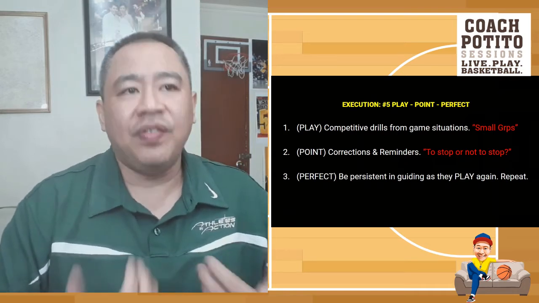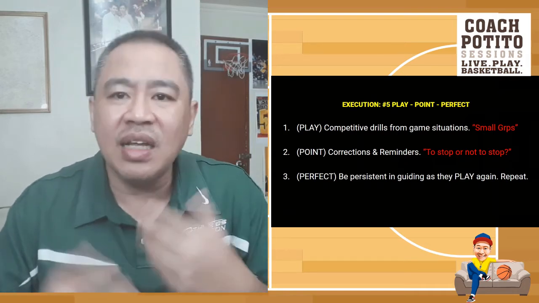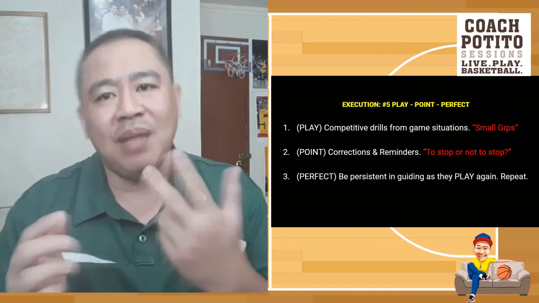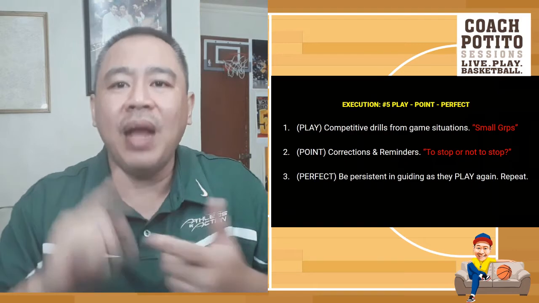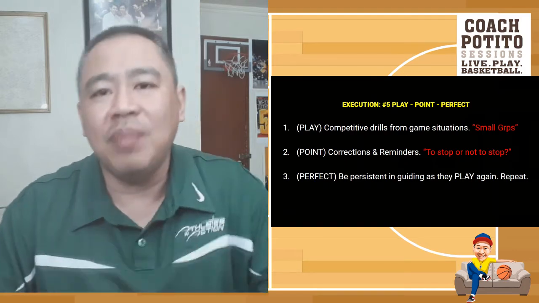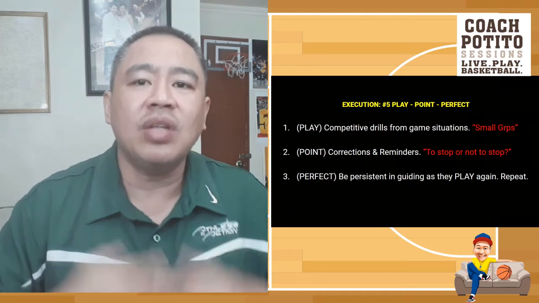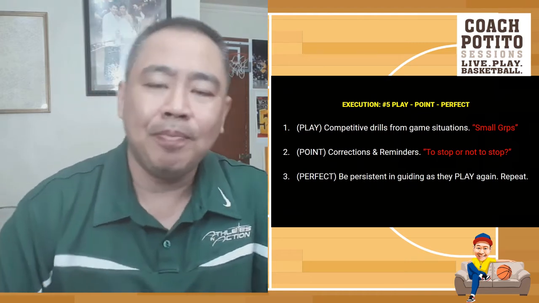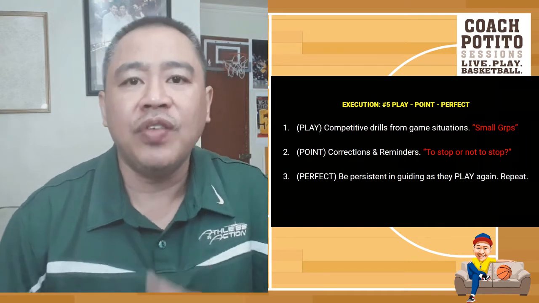Third would be to perfect. So be persistent in guiding the players again and again. Repeat. So it's really just play and point. Play and point. Just repeat. Play, point, repeat. Continue to repeat so that you will be able to help your players perfect the execution of your basketball.